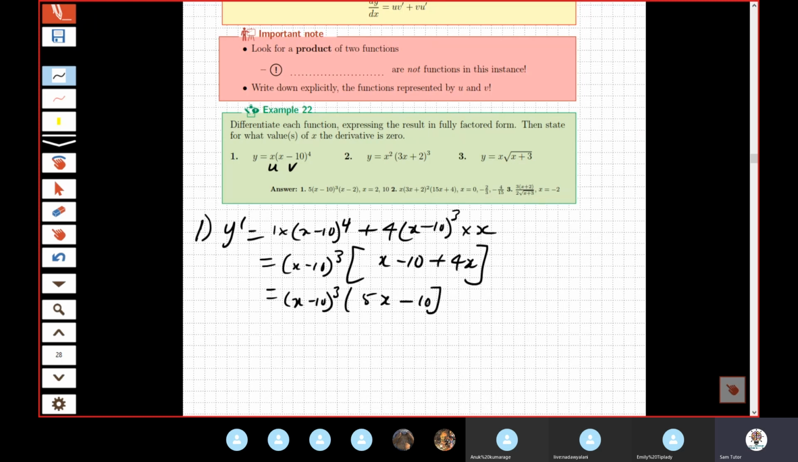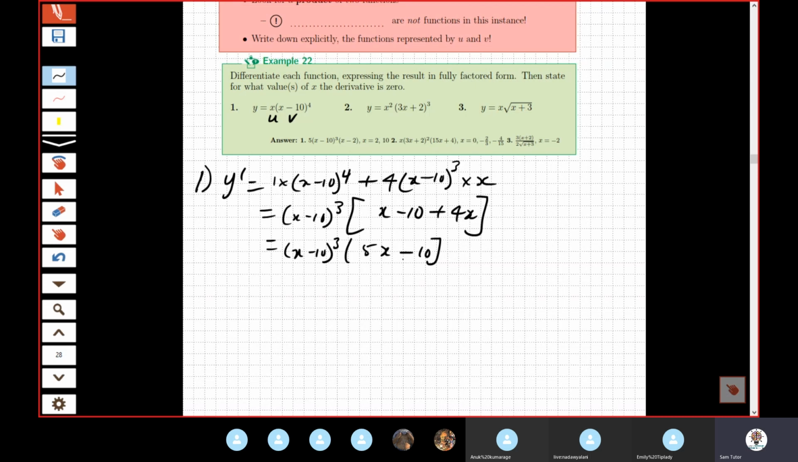It doesn't always happen, but in this case, you guys can probably see 5x take away 10. There's also, again, another common factor of 5, so you've got to take it out. Actually, being extension students, keep an eye on that. Okay, perfect. Who's next? Novak.